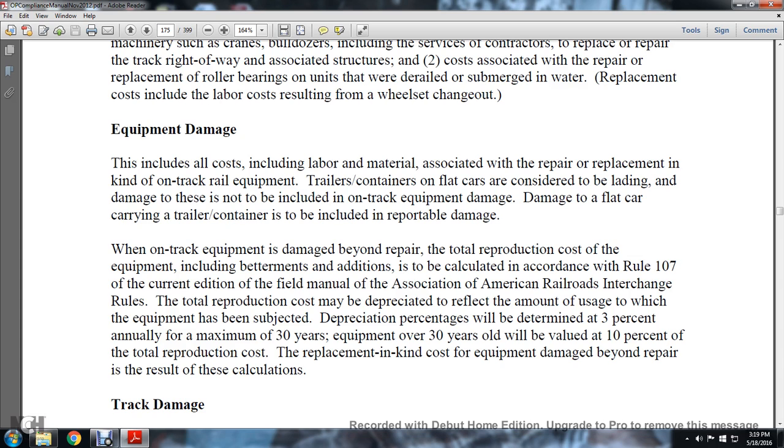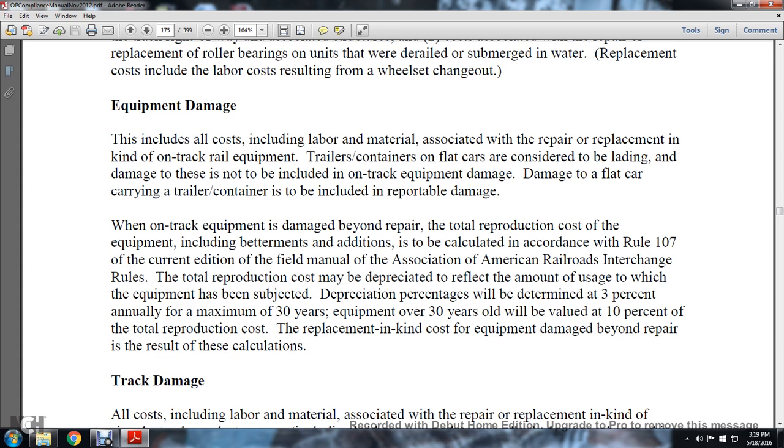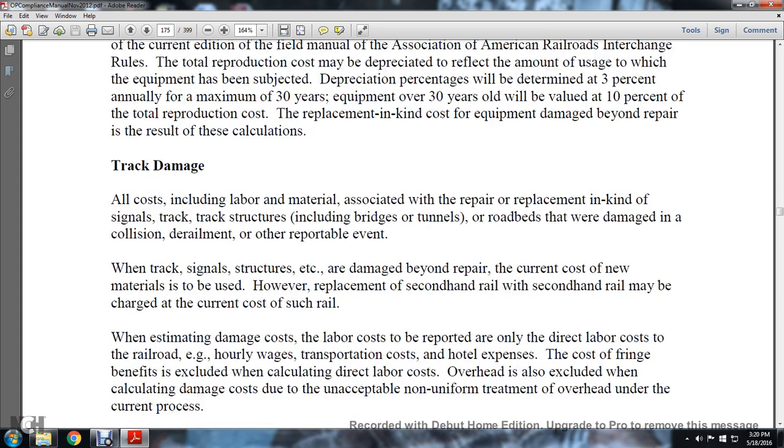When on-track equipment is damaged beyond repair, the total reproduction cost of the equipment, including betterments and additions, is to be calculated in accordance with Rule 107 of the current edition of the Field Manual of the Association of American Railroads Interchange Rules. The total reproduction cost is depreciated, reflecting the amount of usage to which the equipment has been subject. The depreciation percentage will be determined at 3% annually, to a maximum of 30 years. Equipment over 30 years old has a value of 10% of the total reproduction cost. The replacement in kind cost for equipment damaged beyond repair is the result of this calculation.